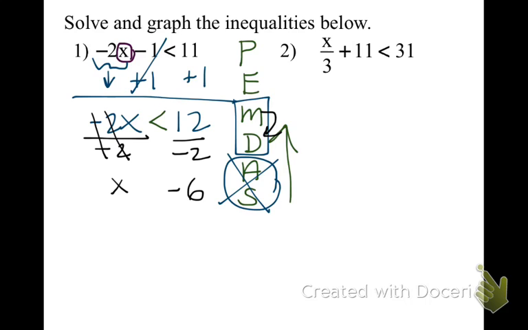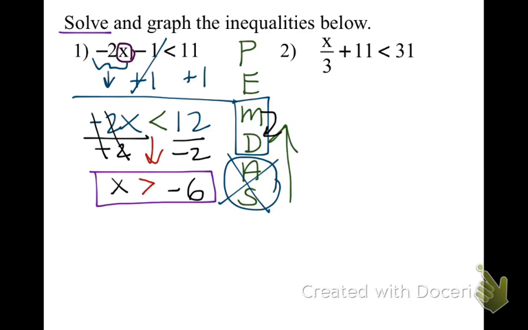And then what's 12 divided by negative 2? That's negative 6. But key thing here: we divided by negative 2 on both sides. What happens when we divide by a negative? Our inequality sign is going to flip. So don't forget to flip your inequality sign. So the answer is x is greater than negative 6.